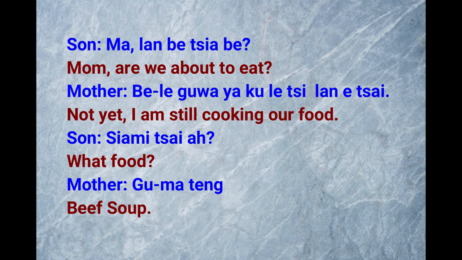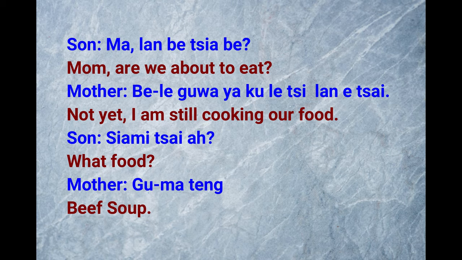Next. Bele, guaya kuletsi lanetsai. It means not yet. Bele is not yet. Guaya kuletsi lanetsai. Yaku is still. Letsi is in the process of cooking. Lan is our. If you have the lan e, means it has ownership of what? Tsai, which is food. So, bele, guaya kuletsi lanetsai. Not yet, I'm still cooking our food.